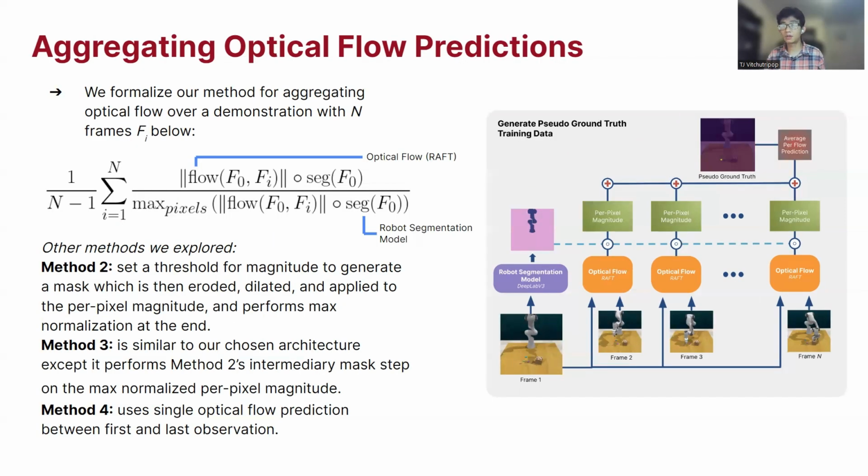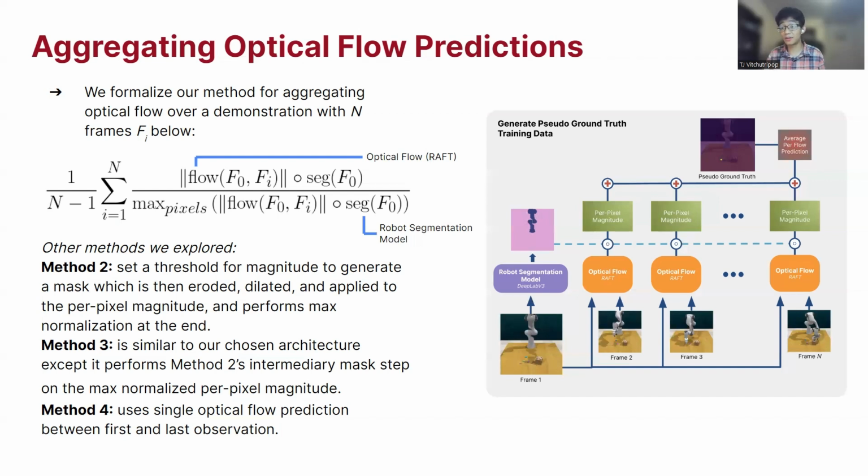To aggregate the optical flow results within a demonstration, our method uses the following formulation. We get the optical flow between the first frame and all other frames in the demonstration. For each optical flow prediction, we calculate the magnitude for each pixel, perform an element-wise multiplication with the robot segmentation mask in order to exclude the robot, and max normalize the robot-excluded magnitude. We then sum this value together across all optical flow predictions, average it by the number of flow predictions, and threshold it in order to get the final mask.